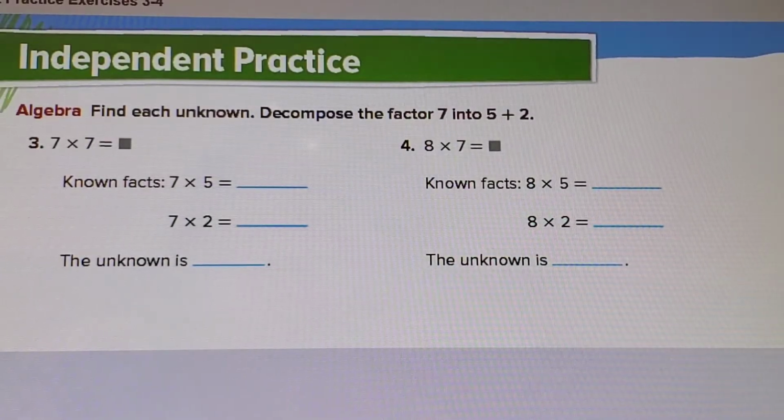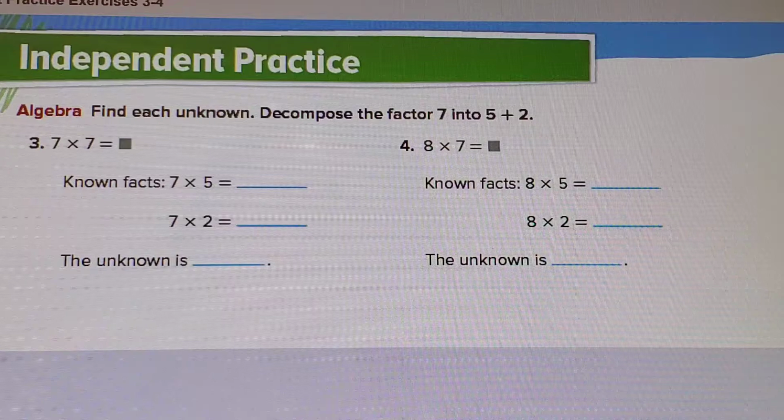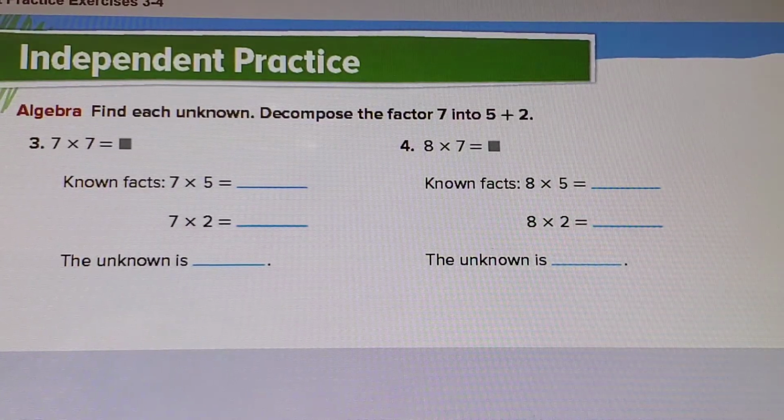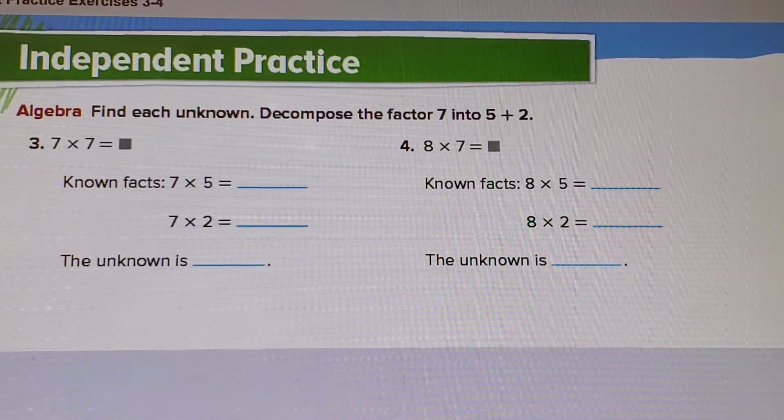Independent practice. Algebra. Find each unknown. Decompose the factor 7 into 5 plus 2. Number 3, 7 times 7 equals unknown. Your known facts are 7 times 5 equals 35, and 7 times 2, which equals 14. You add those together, and you'll find the unknown. 8 times 7, this is number 4. Known facts, 8 times 5 is 40. 8 times 2 is 16. When you add those together, you'll find the unknown.